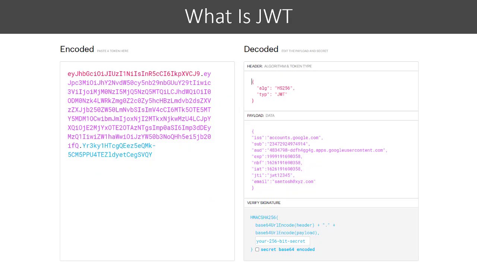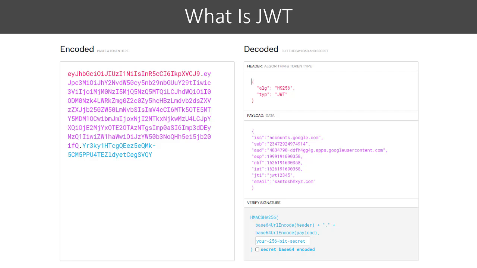The next way of securing inter-service communication is with JWT. To understand this, we first need to understand what JWT is. JWT is a JSON Web Token, an open standard that defines a compact and self-contained way of securely transmitting information between parties as a JSON object.